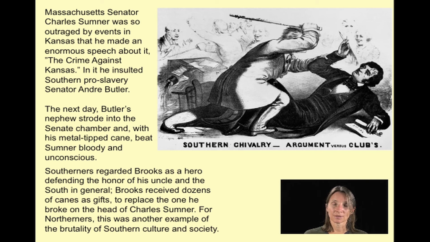In the South, the guy who beat him, the nephew of Butler, whose name was Brooks, was a hero in the South because he was defending the honor of his uncle and of the South in general. In fact, people would send him canes that could replace the one he broke on the head of Charles Sumner. So they would send him replacement canes and say, one of them said, "Hit him again."